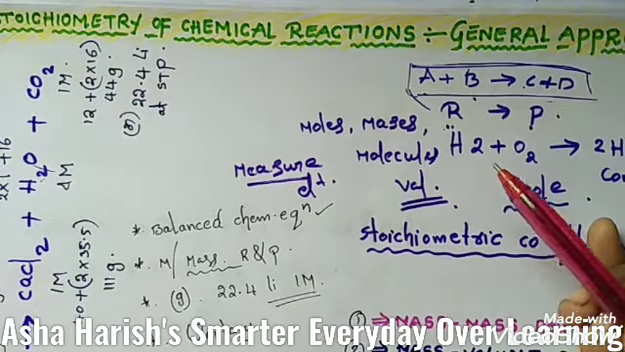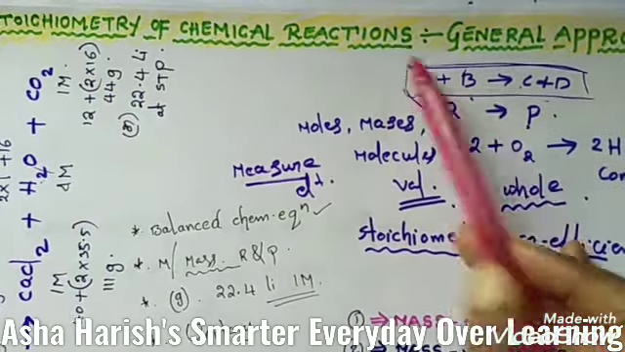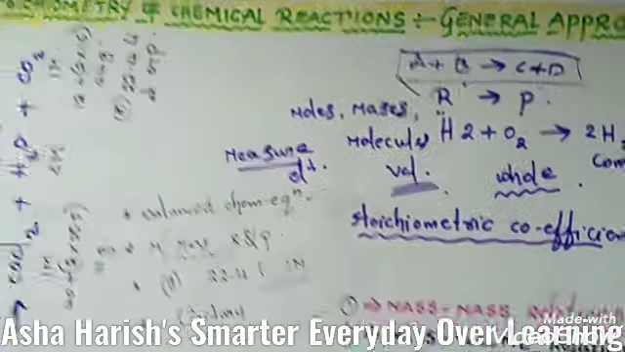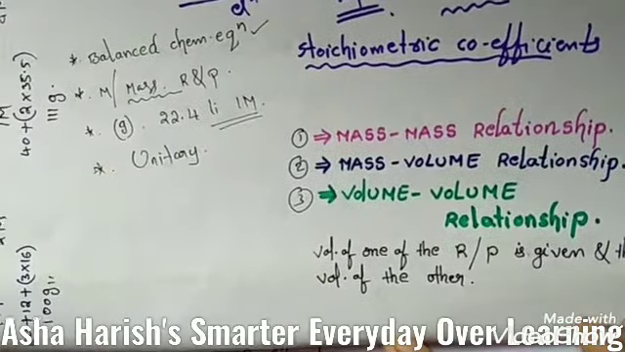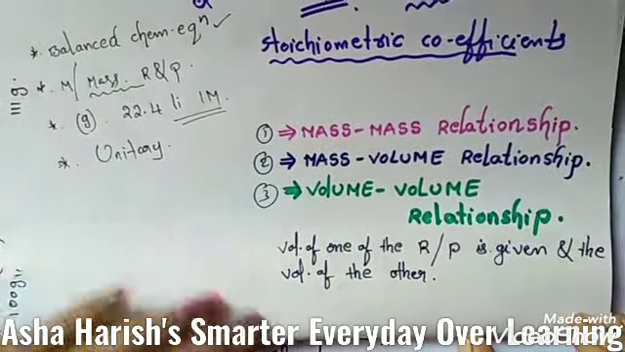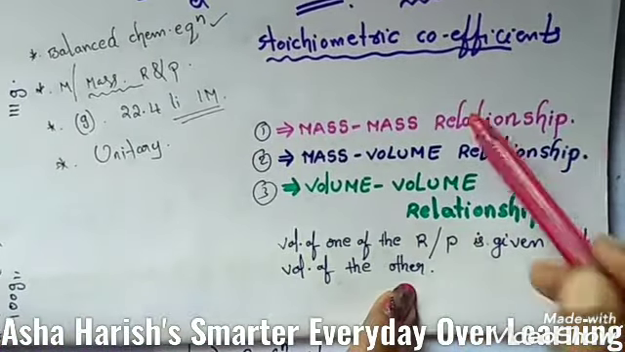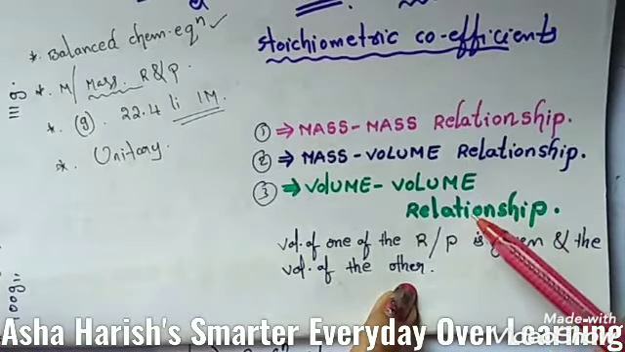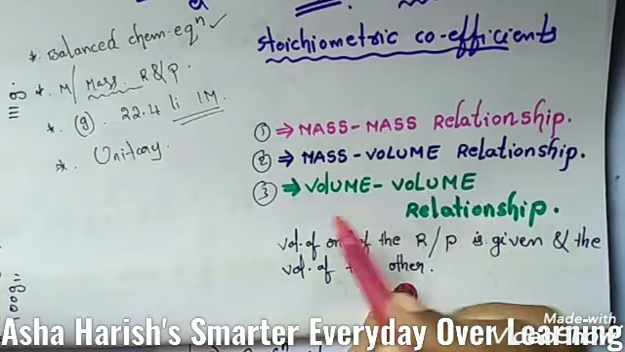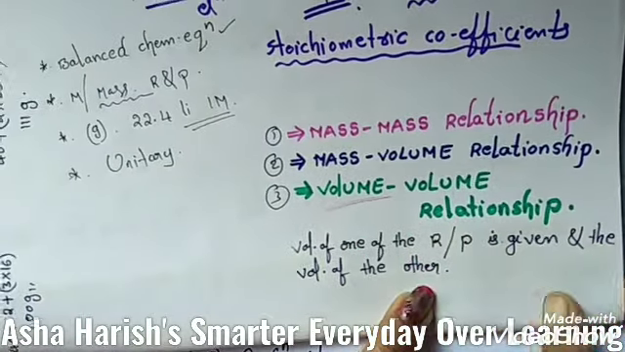Okay students, this is about today's session, stoichiometry of chemical reactions and what is the general approach, and about these three types we discussed in this session students. In each type, in each case, two examples I've explained to you. In the third case, only one example I told you.